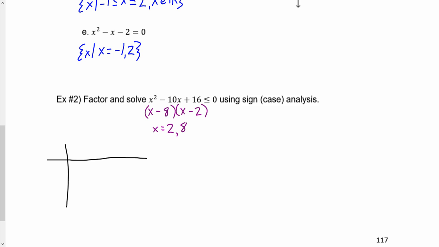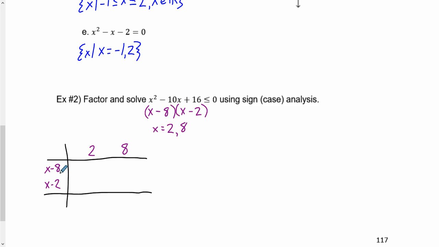The first thing we want to do is put those 2 zeros across the top of our chart. I've left space on the left, in the middle, and on the right. Then all I'm going to do is put these 2 factors, the x minus 8 and the x minus 2, down the left-hand side. Notice how I don't have that 1 because we're not talking about the reciprocals, we're just talking about where is this less than 0.